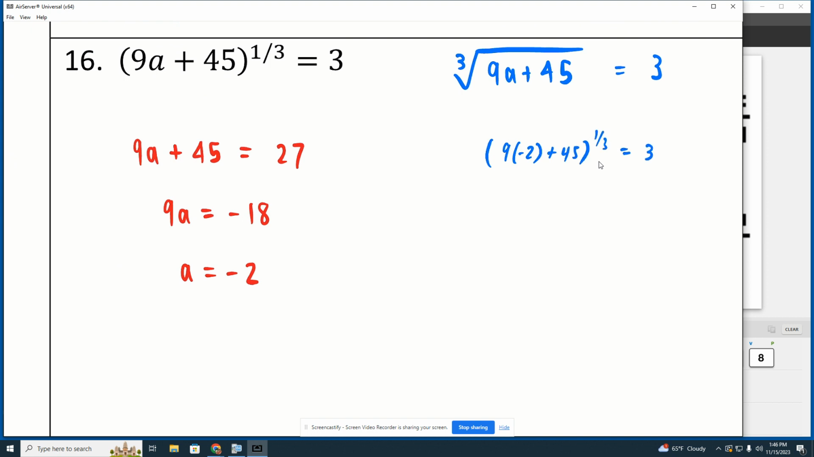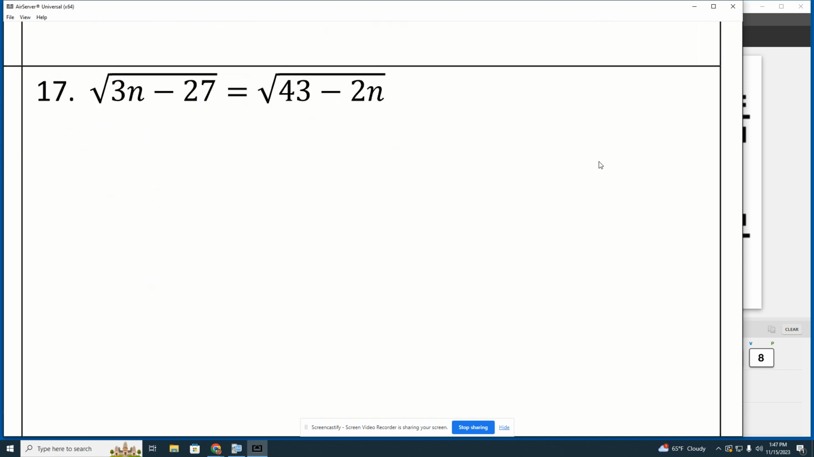So 9 times negative 2 is negative 18. 45 minus 18 is 27. The cube root of 27 is, in fact, 3. This works, and therefore this is a solution. It is not an extraneous solution. All right, hope that makes sense. Let's keep on cruising along here.